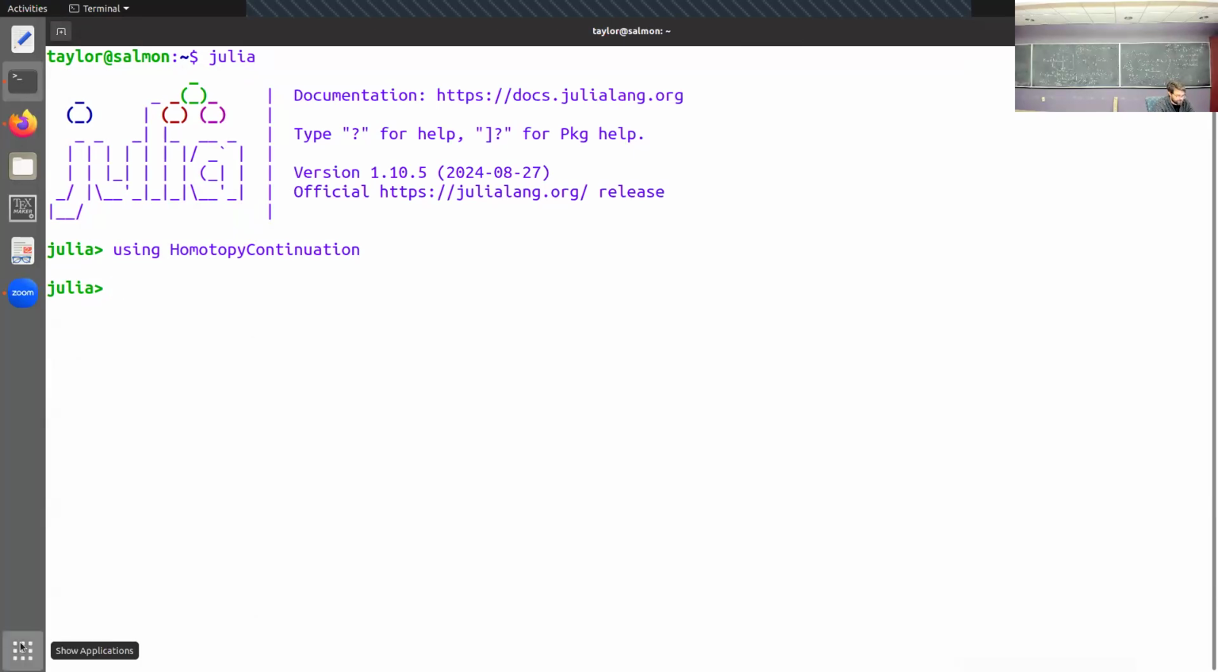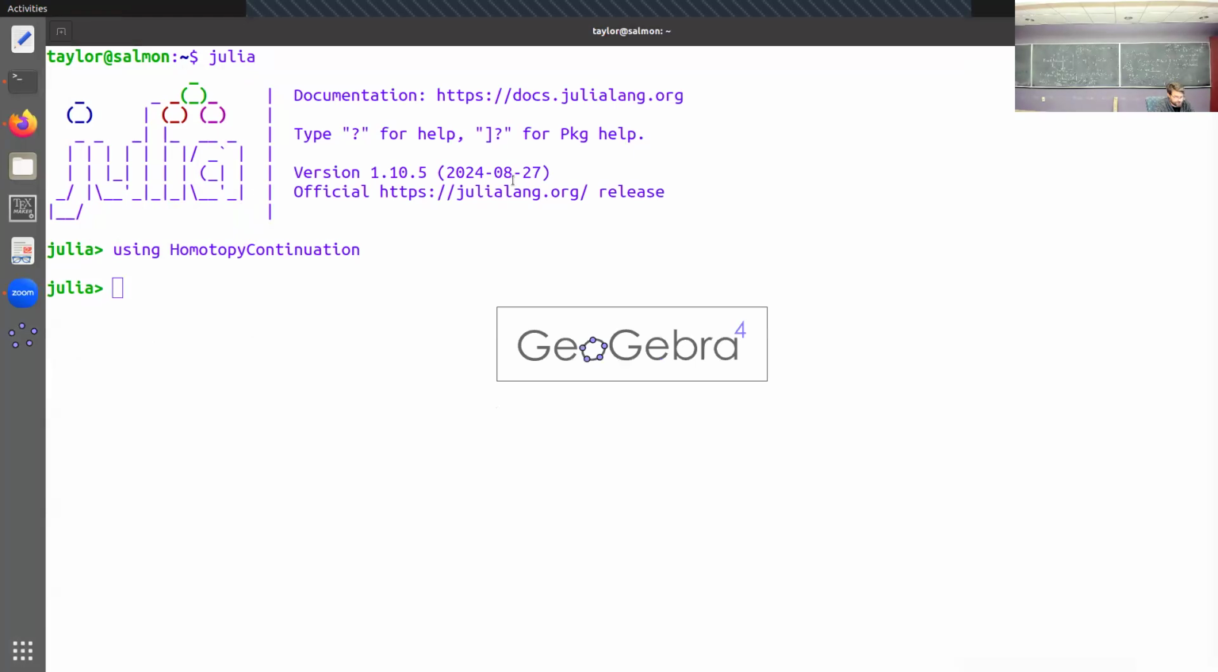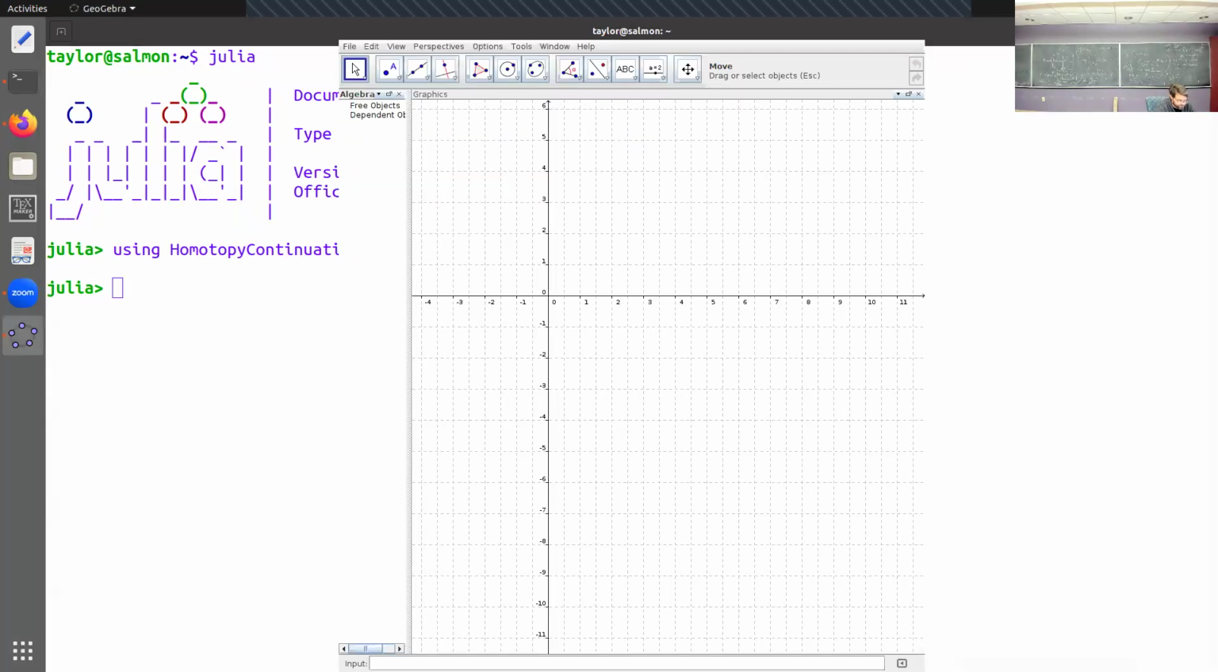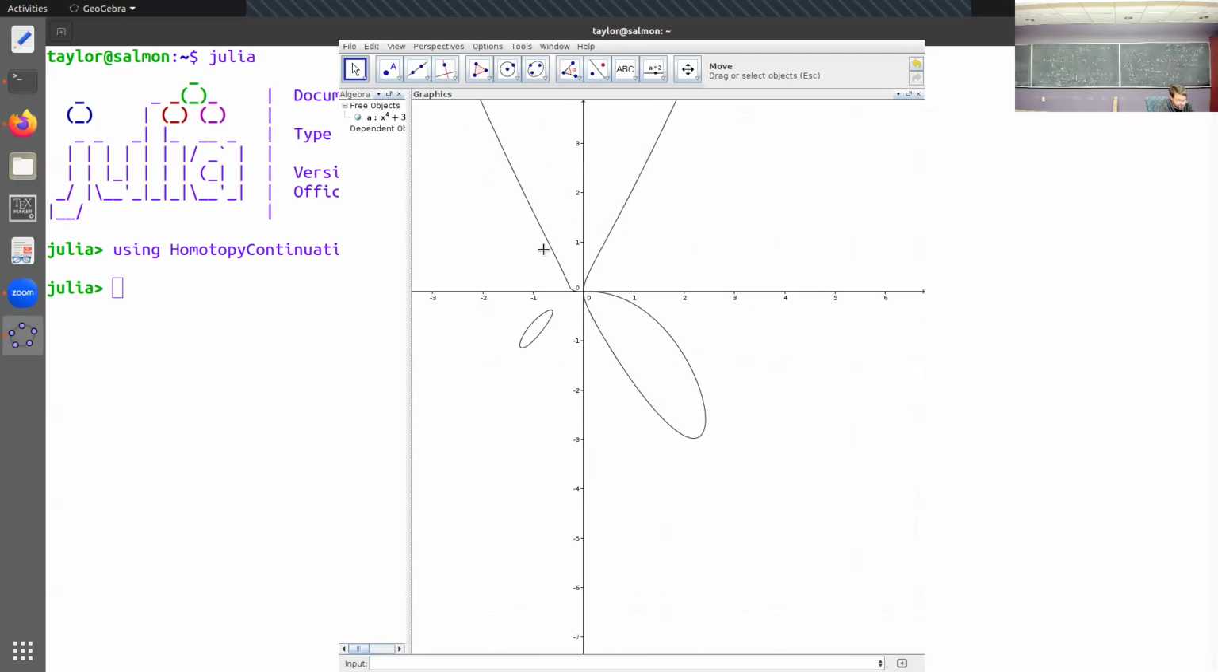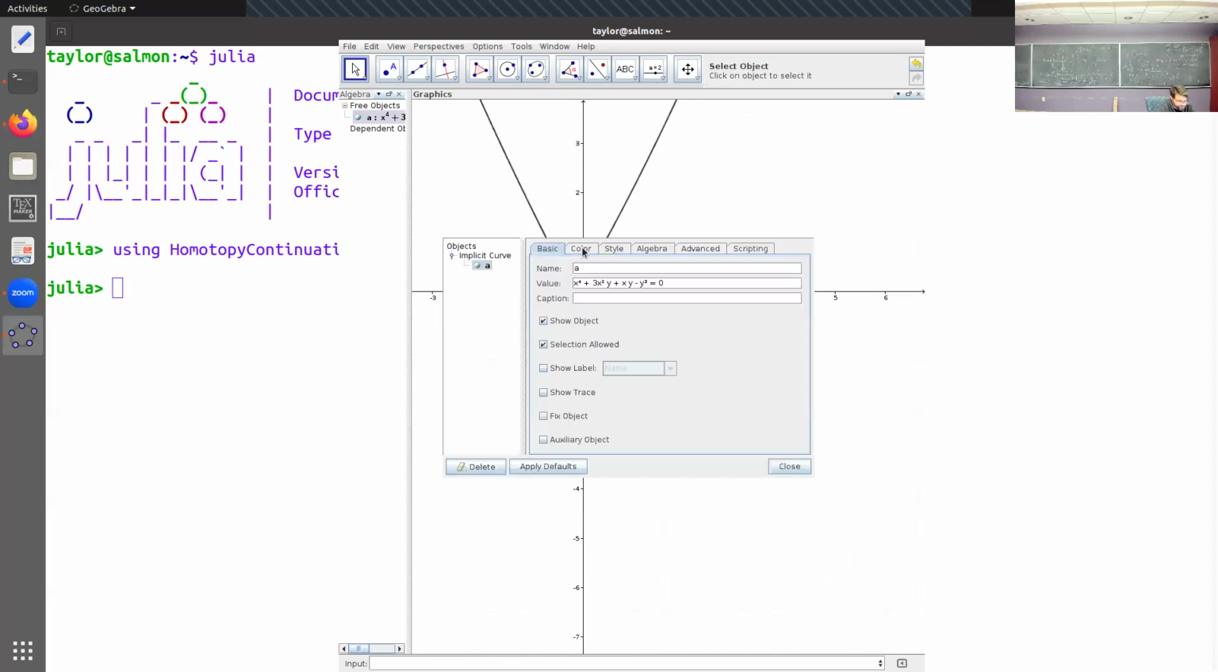Let me open some GeoGebra, just because it's the quickest way I can draw curves and things like this. And let's get a curve going. Let's do a quartic. So x to the fourth plus 3 times x squared times y minus y cubed plus x times y equals 0. Oh, nice. That one looks good. You don't always get a good one, but this looks rather nice. Blue, thick, good.